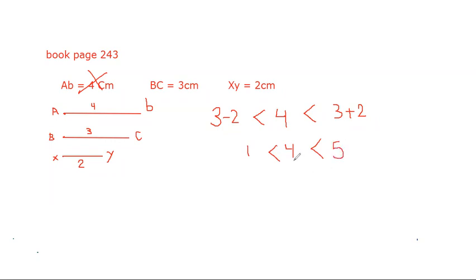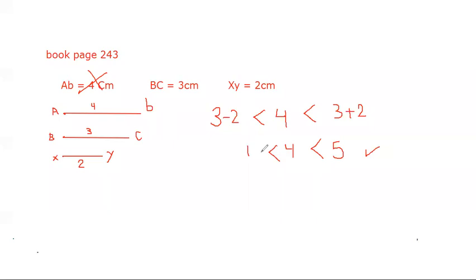Now, is 4 greater than 1, correct or not? Yes. And 4 less than 5. This inequality now is correct? Yes. Okay, so if the inequality is correct, we will say that yes, we can draw a triangle.